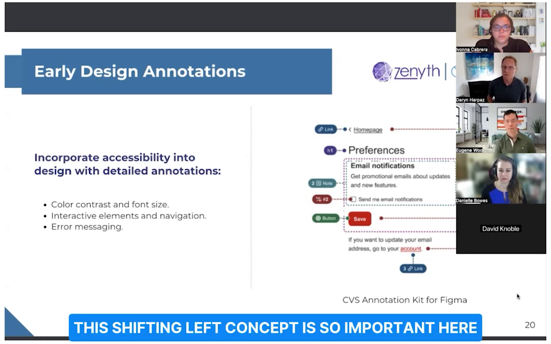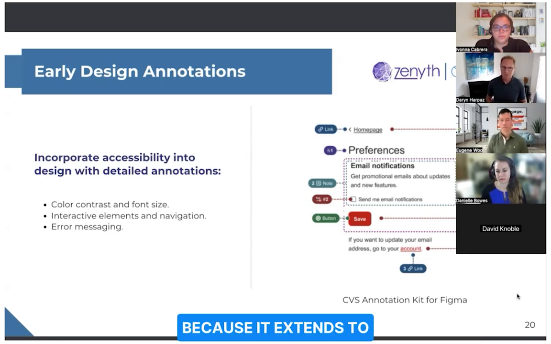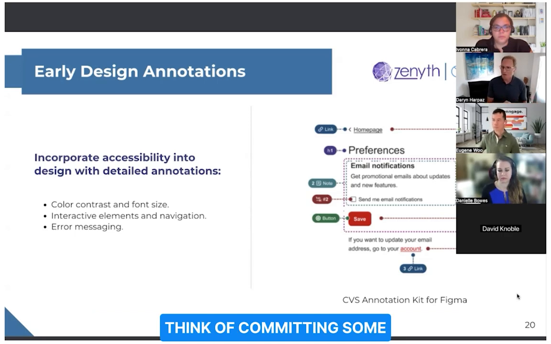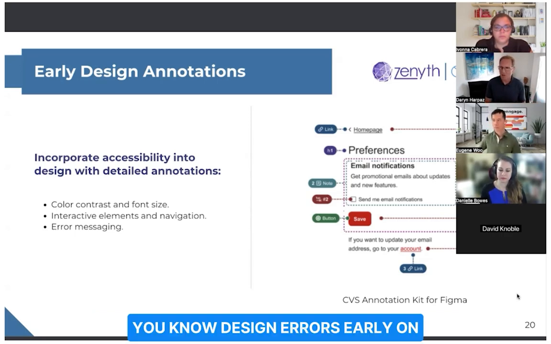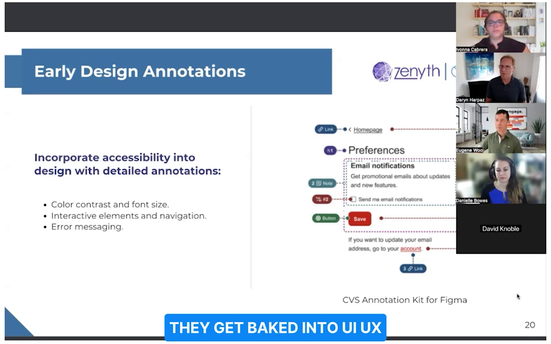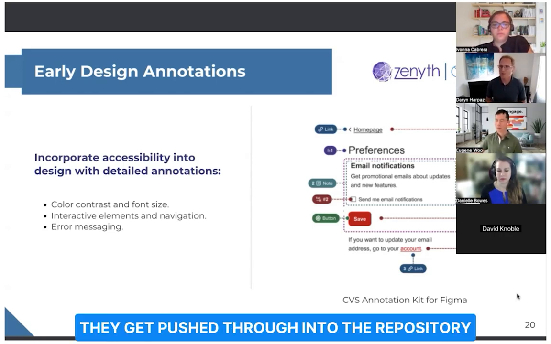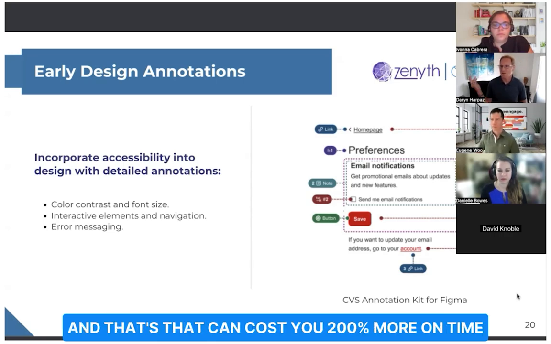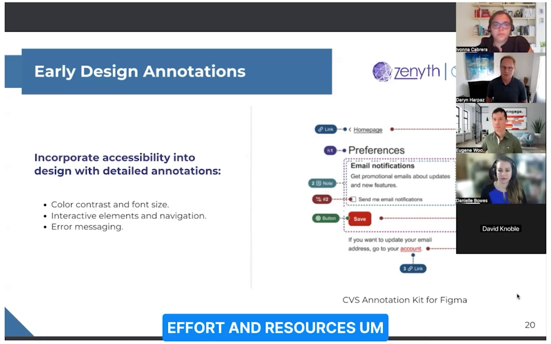This shifting left concept is so important here because it extends to the development phase as well. Think of committing some design errors early on. They get baked into UI UX, they get baked into code, they get pushed through into the repository, they get pushed through to production, and now you have to undo all of that, and that can cost you 200-300% more in time, effort, and resources.